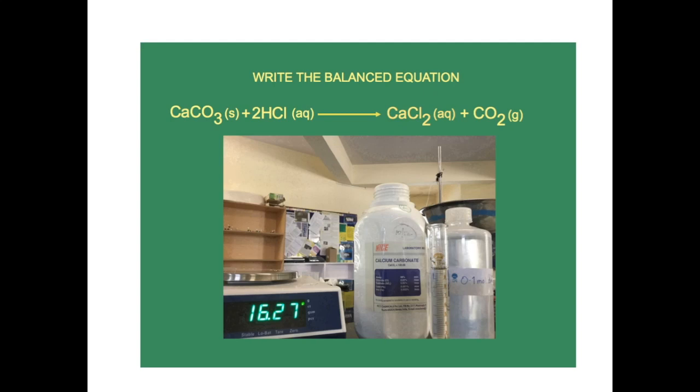Let's look at how to solve this question now. First, we begin with the balanced equation. And here you see that the mole ratio of calcium carbonate to hydrochloric acid is 1 to 2, with the products being calcium chloride and carbon dioxide.